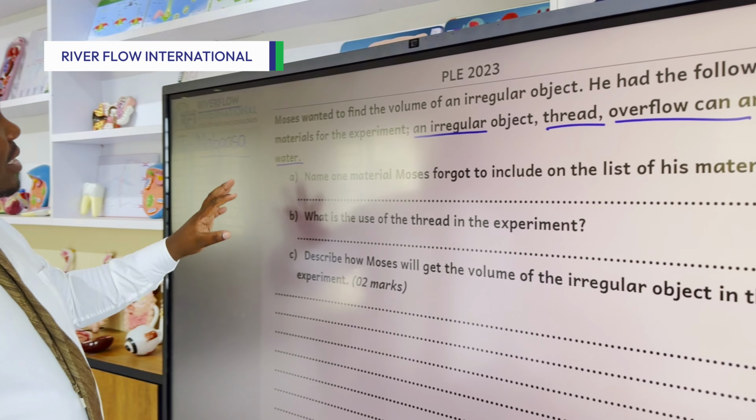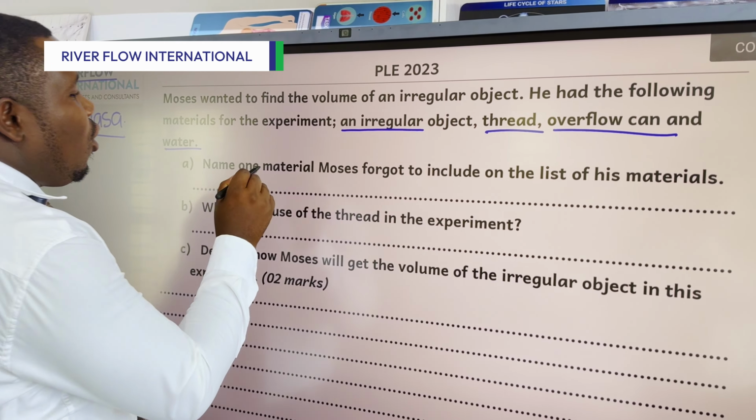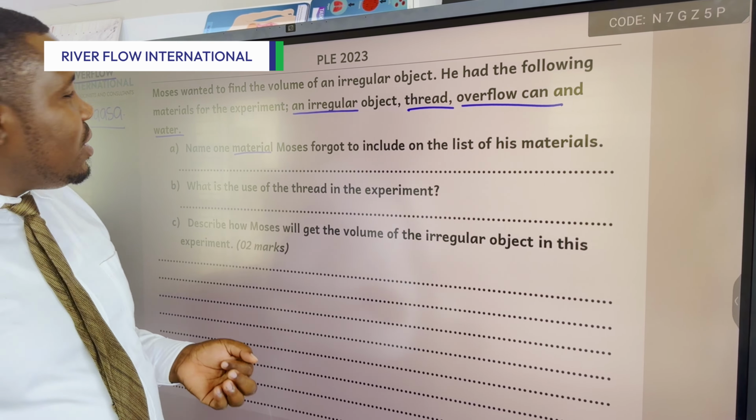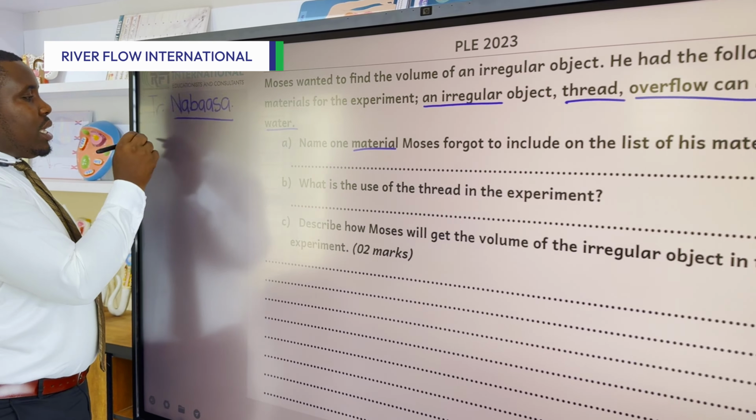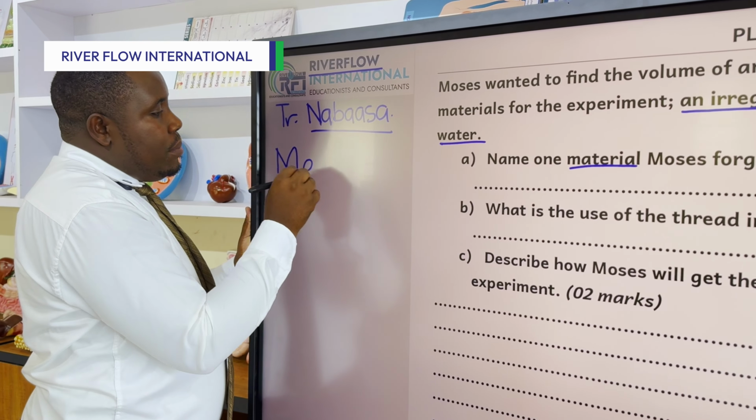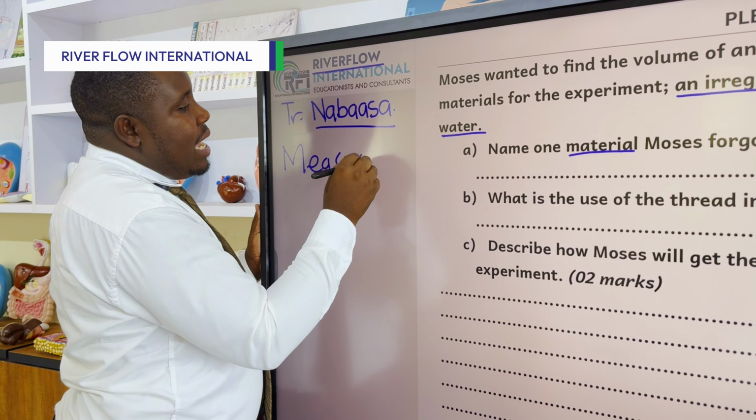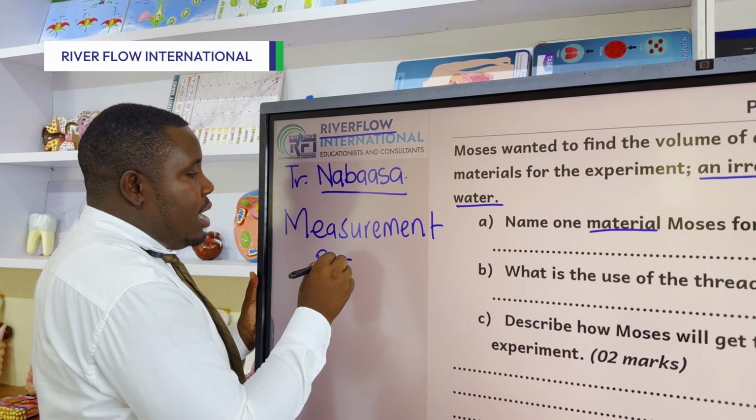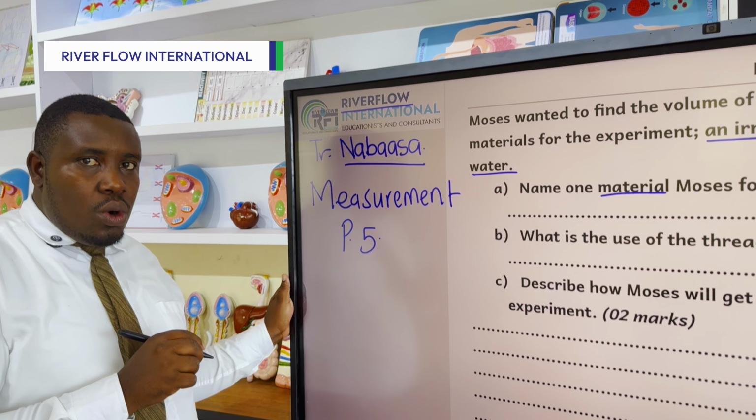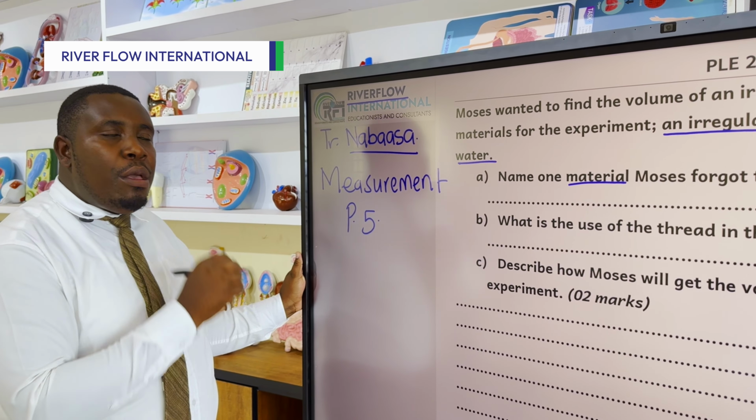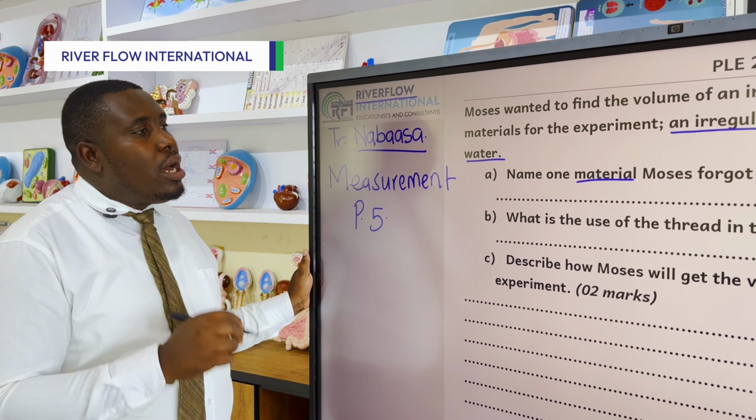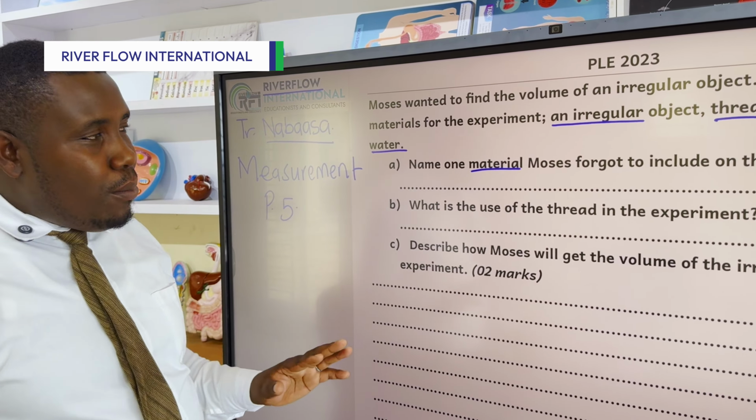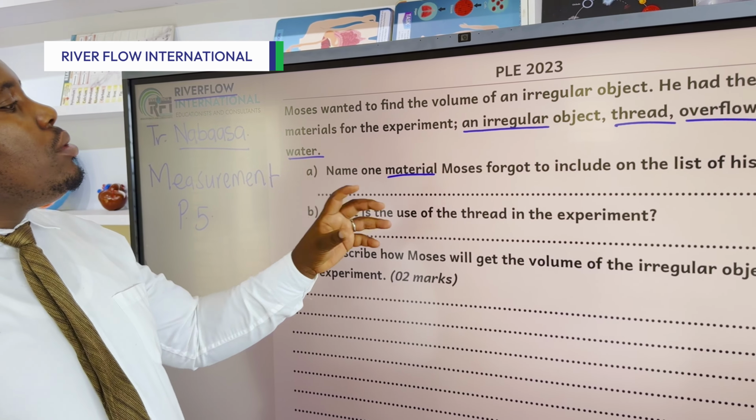Now they want to ask us some questions. Name one material Moses forgot to include in the list of his materials. First of all, this topic is measurement, and it is taught in primary 5. So any child who is past P5, or who is in P5 and has already studied term 1, should be able to answer this question. If you cannot answer this question, then there is a problem. Now, let's come to the question. Name one material Moses forgot.